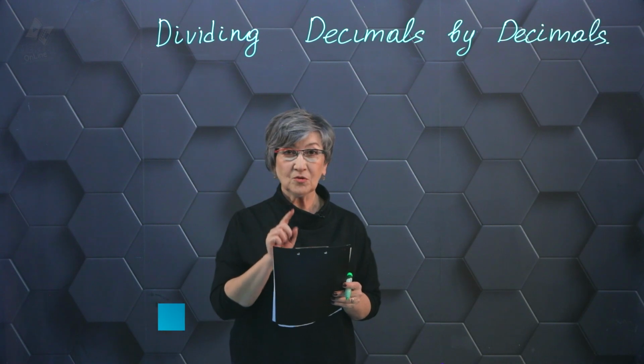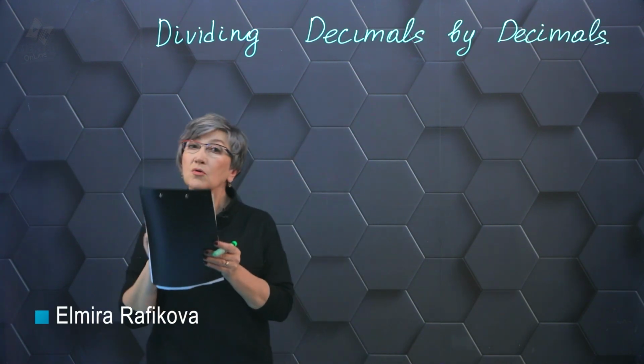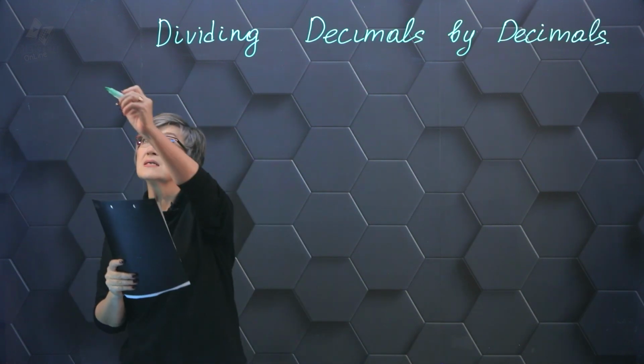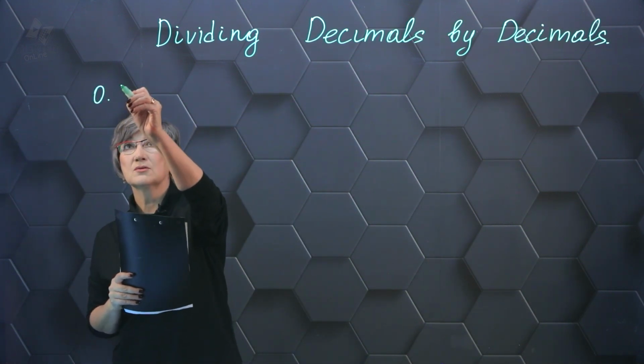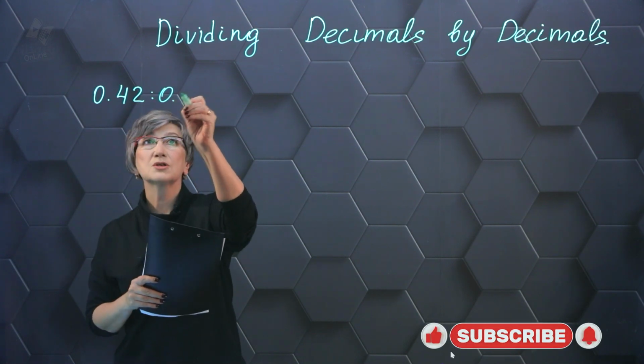Hello, today in class we are continuing to divide a decimal fraction by a decimal fraction. What algorithm do we employ to divide decimals? Let's write down an example: 0.42 divided by 0.6.